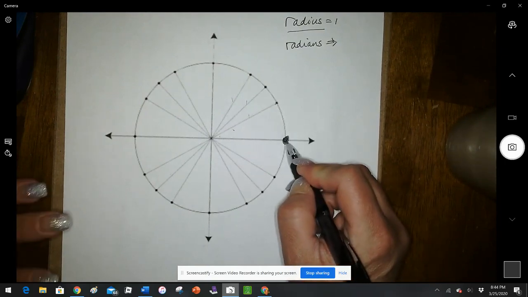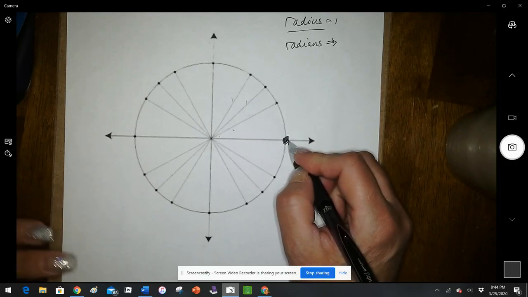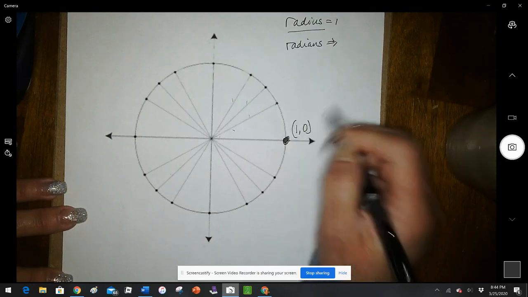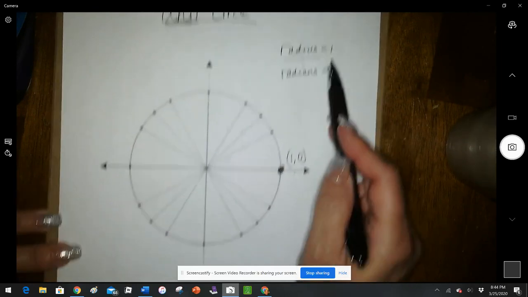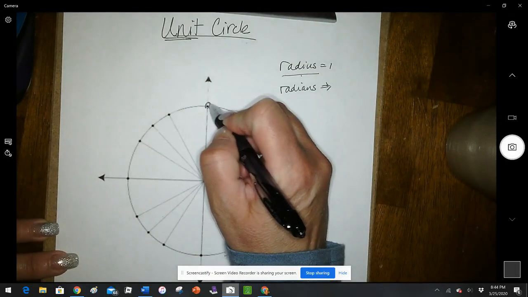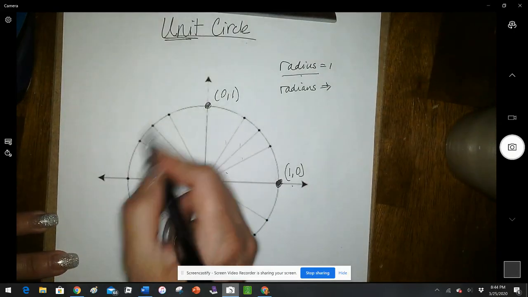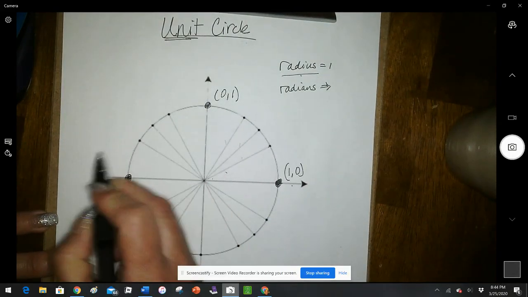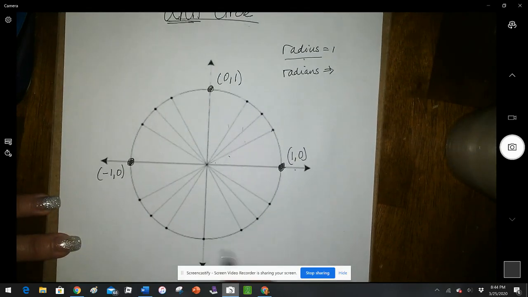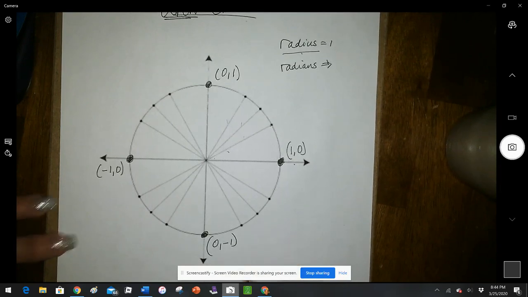So first of all, this coordinate on the X and Y axis is 1, 0, because again, the radius is equal to 1 on a unit circle, okay? This coordinate up here, this is the point 0, 1. This point over here is the point -1, 0. And then this point down here is the point 0, -1.